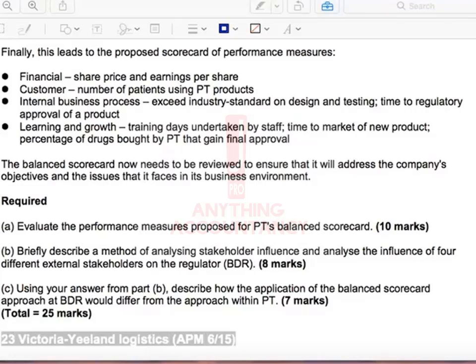So here you must understand, who are you making the analysis for? This is why a lot of people got confused. They thought they were doing it for PT, no? The question at the end there said, on the regulator. Are you clear now? Okay.